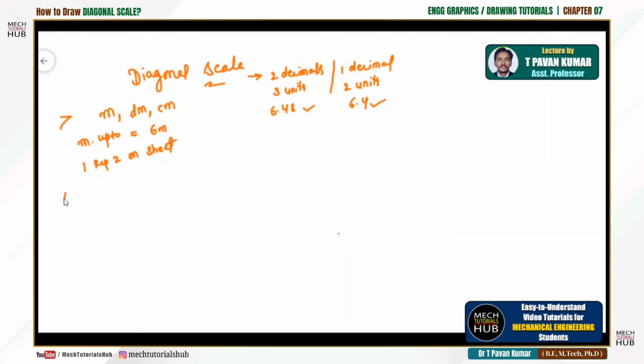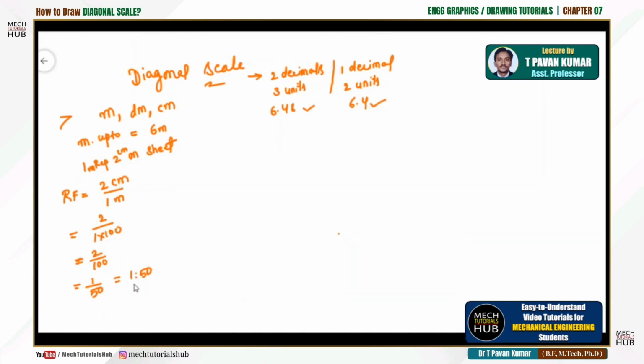Let me write the units also. How to calculate RF: everything will be normal, like whatever calculations we did for the plane scale. 1 meter represents 2 centimeters. Now RF can be calculated as 2 centimeters by 1 meter. To convert meters also into centimeters, multiply by 100, which is equivalent to 1 by 50. So we can call this a 1:50 RF, representative fraction.